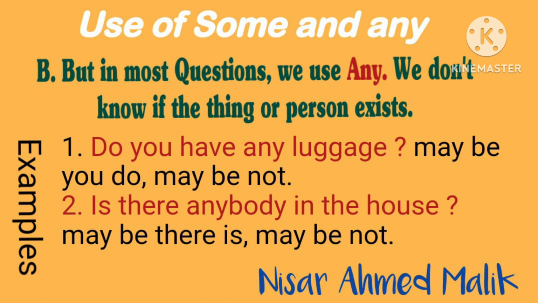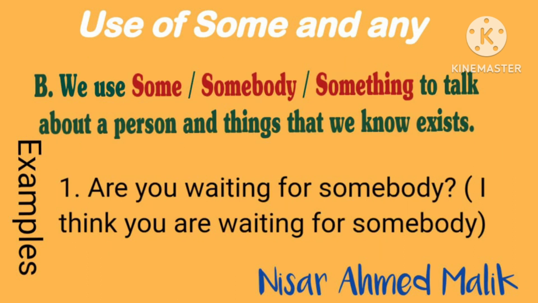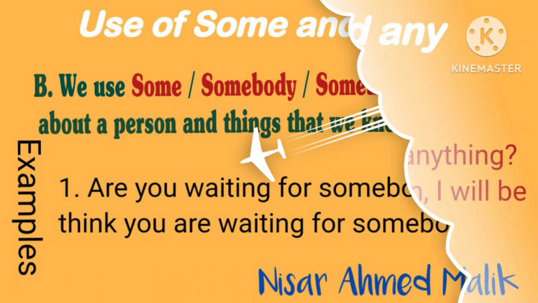Examples. 1. Do you have any luggage? Maybe you do, maybe not. 2. Is there anybody in the house? Maybe there is, maybe not. Next. We use some, somebody, something to talk about a person or thing that we know exists. Example. Are you waiting for somebody? I think you are waiting for somebody.